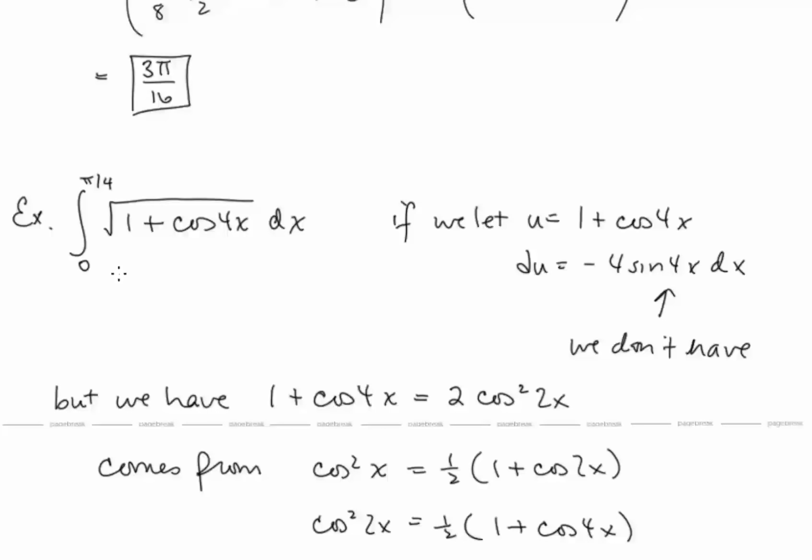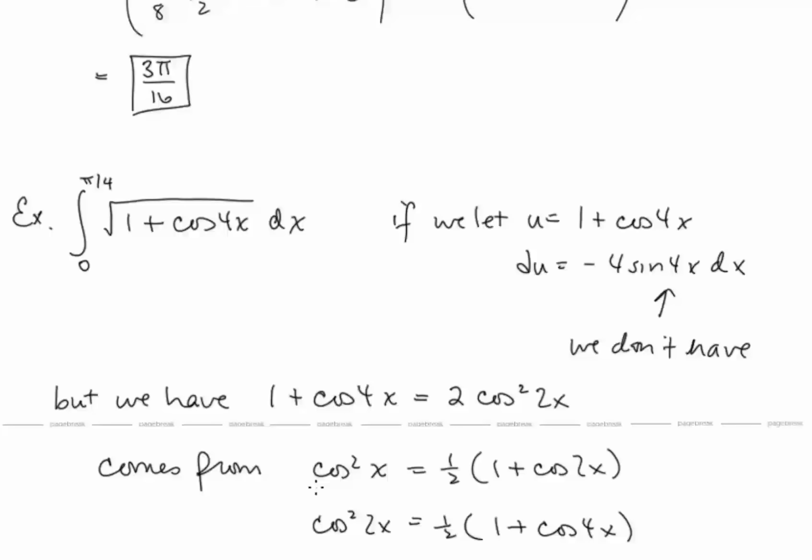Integral from 0 to pi over 4 of radical 1 plus cosine 4x. Now we see a composition, so we might think about letting u equal 1 plus 4x, but then with that we would have du to be negative 4 sine 4x dx, and we don't have a sine 4x here with dx. So that's not going to work. So we have to think about 1 plus cosine 4x as being 2 cosine squared of 2x.